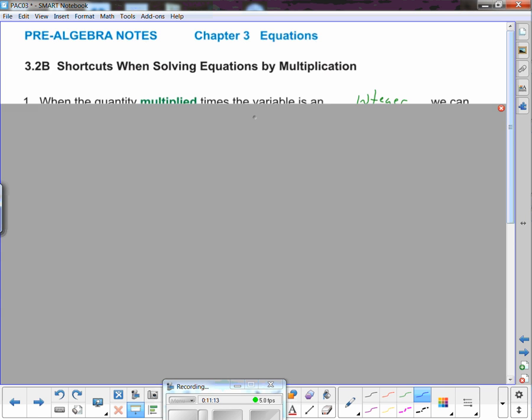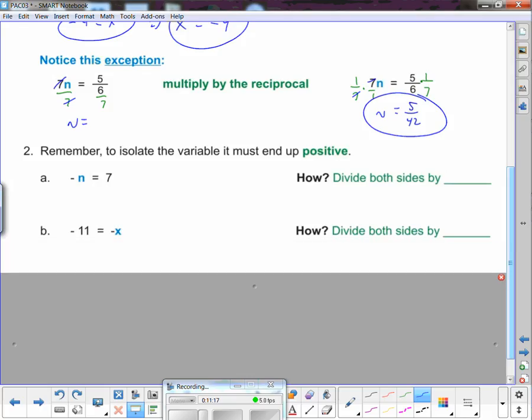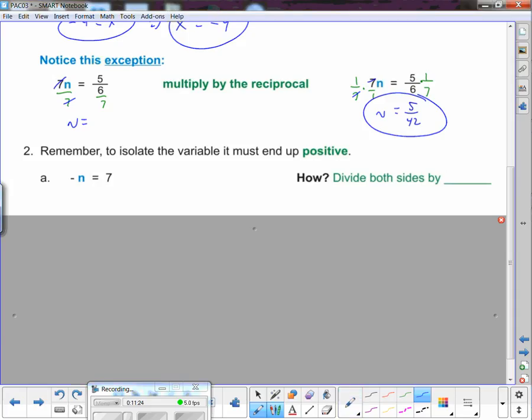It always gets hard to do when we get down at the bottom. Okay, so let's take a look at this situation. Remember, to isolate the variable, it must end up positive. So look at A.